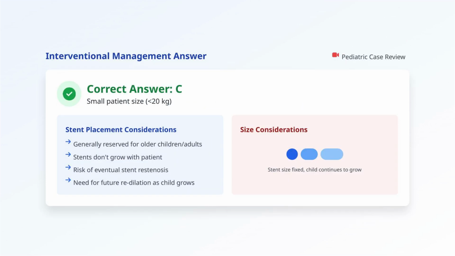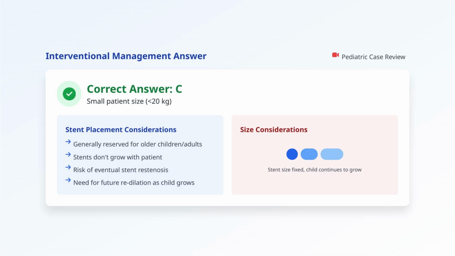Small patient size, less than 20 kilograms. Stent placement is generally reserved for older children and adults because stents don't grow with the patient. In small children, the fixed diameter of the stent would eventually cause relative stenosis as the child grows. Additionally, small vessels increase procedural risks. For recurrent coarctation in smaller children, balloon angioplasty without stent placement may be considered, or repeat surgical intervention if the narrowing is severe.